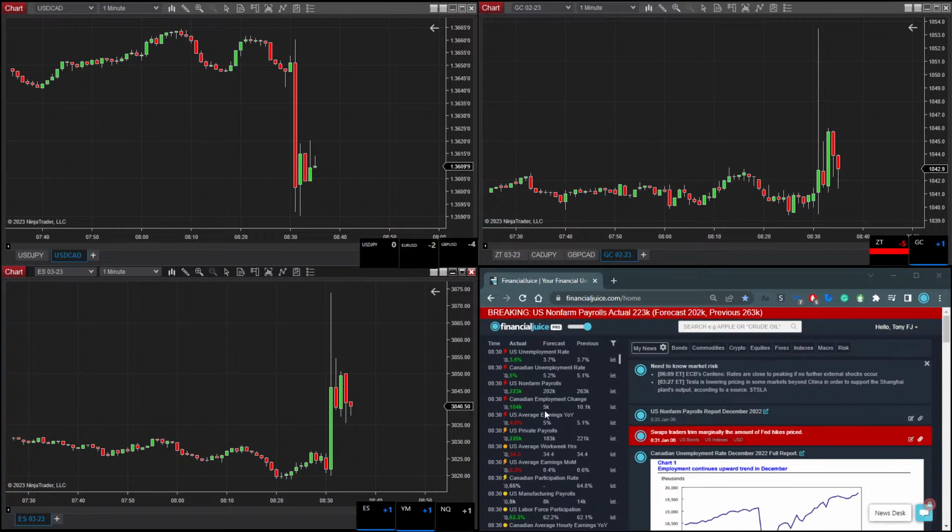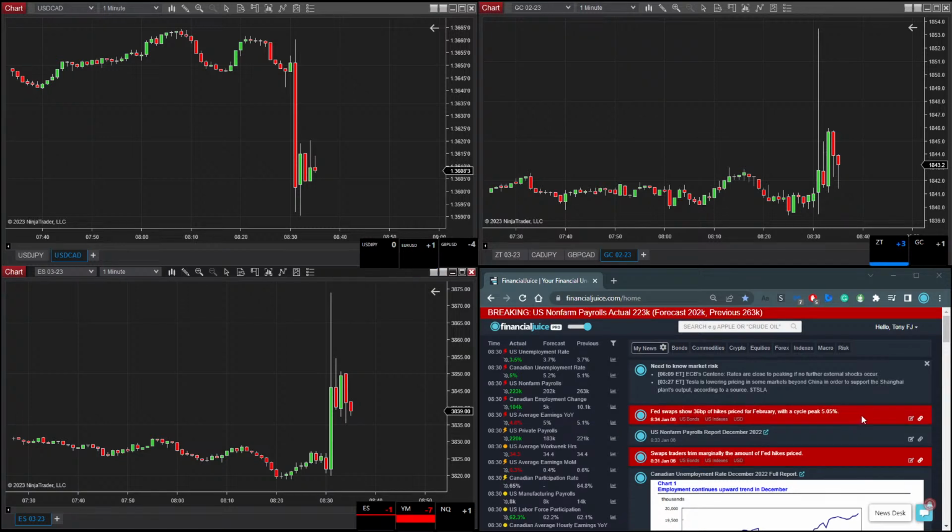The swaps showed 36 basis points of hikes priced for February with a cycle peak of 5.05%. So swap traders trimmed marginally the amount of Fed hikes priced.